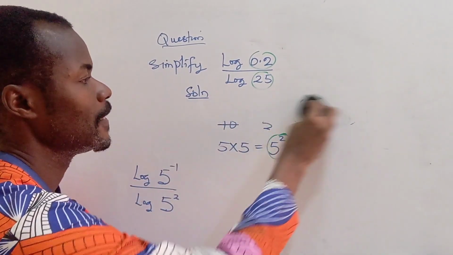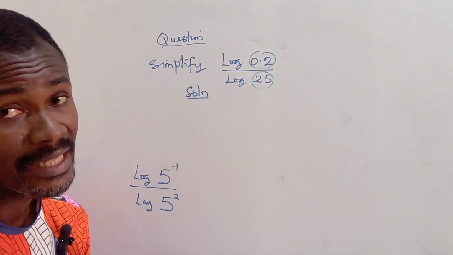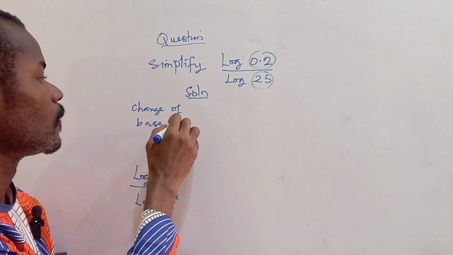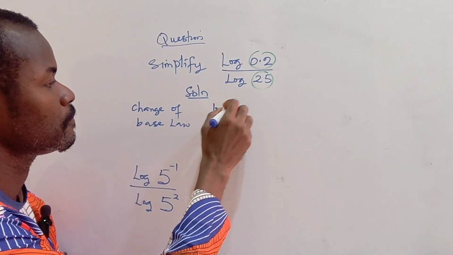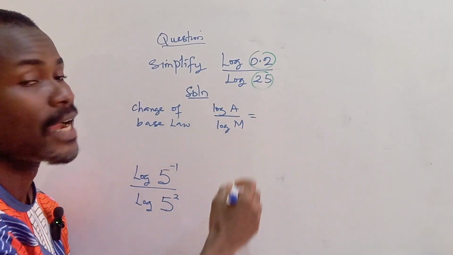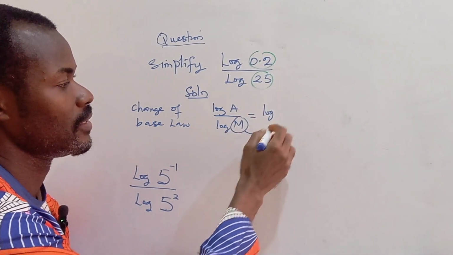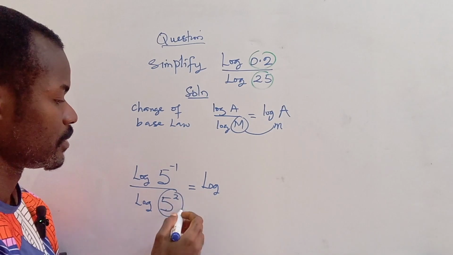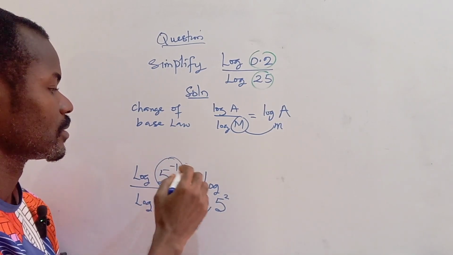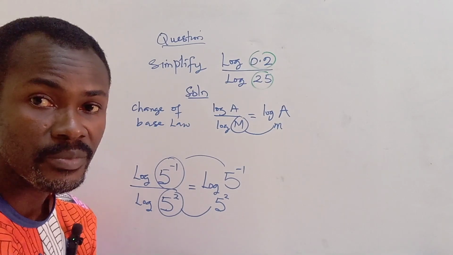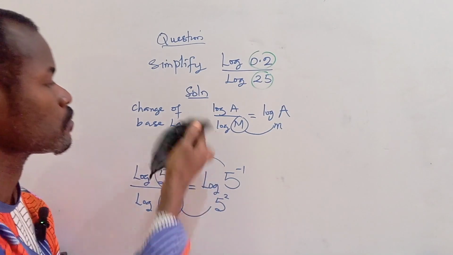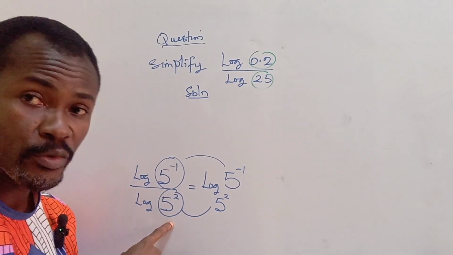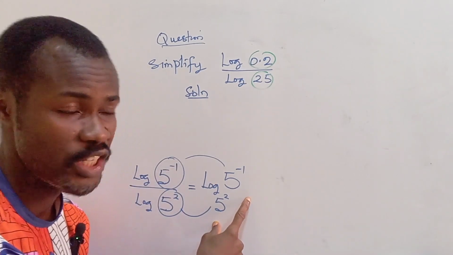Now the next thing is, what can we observe? Is there any law we can apply here? Now we have the change of base law. Remember, in logarithm, if I have log a divided by log n, I can write this as log, and this becomes the base here. So we have n and we have a. So I can write all this as log with base 5 raised to power 2, and all this comes here as 5 raised to power minus 1. That is called the change of base law. Instead of a logarithm at the numerator dividing a logarithm, we've been able to merge it into one, using the change of base law.